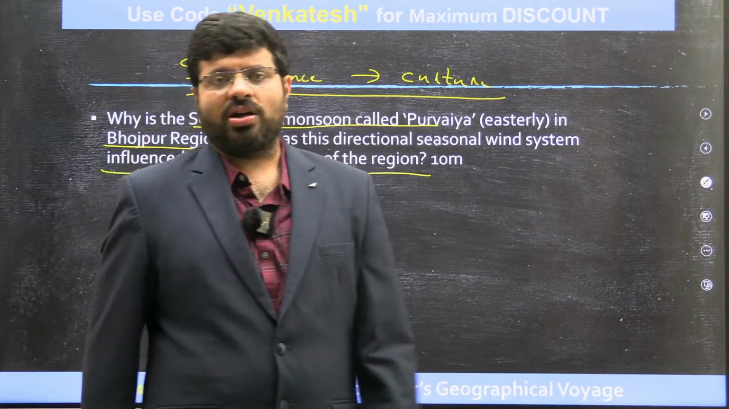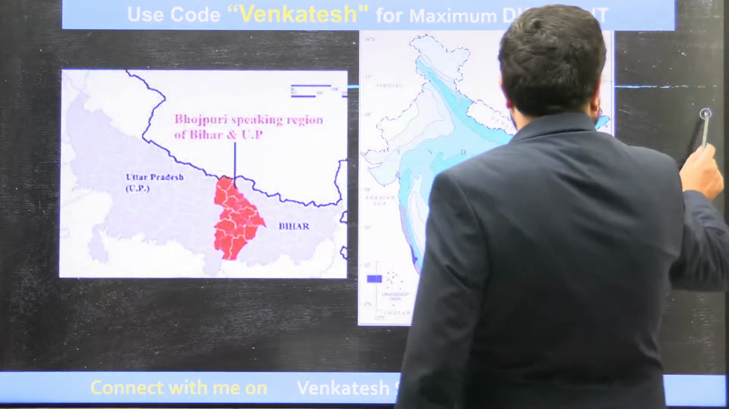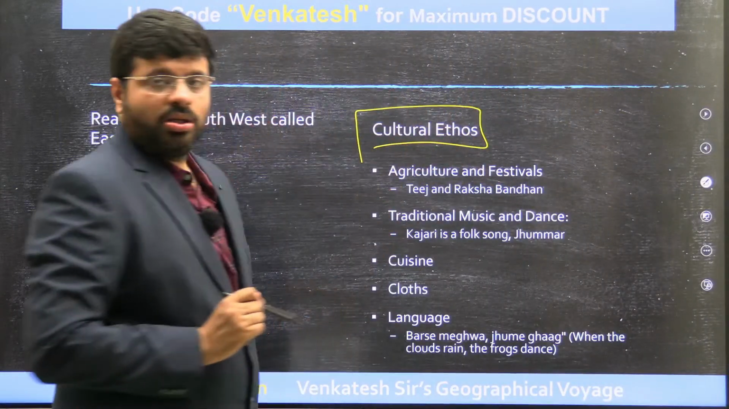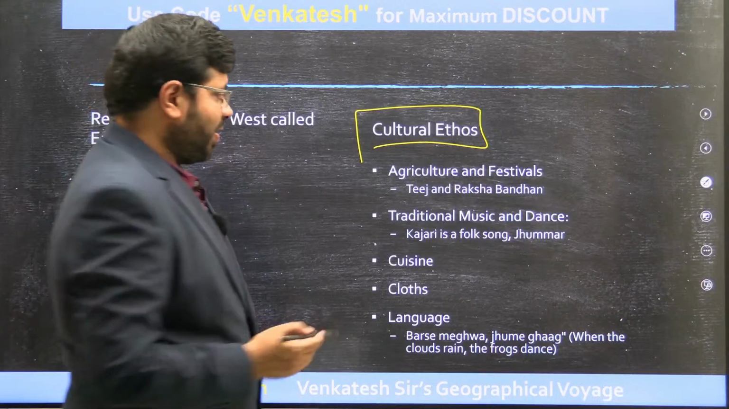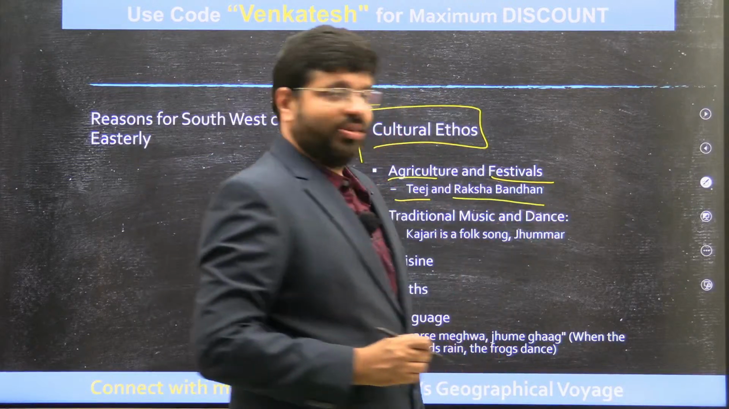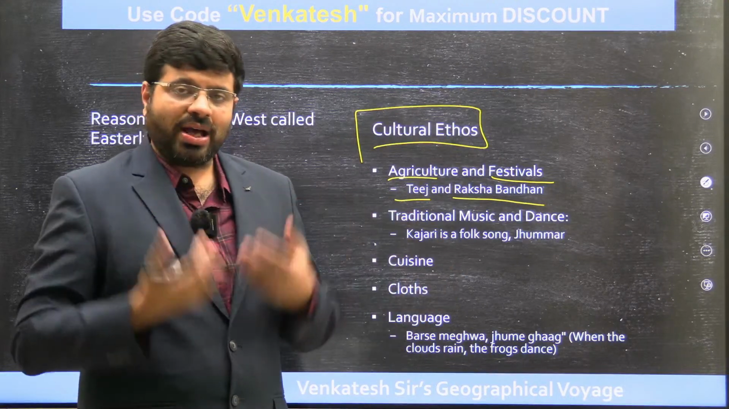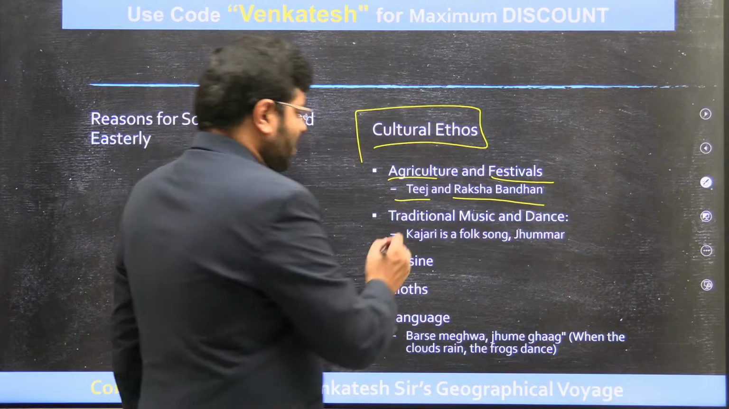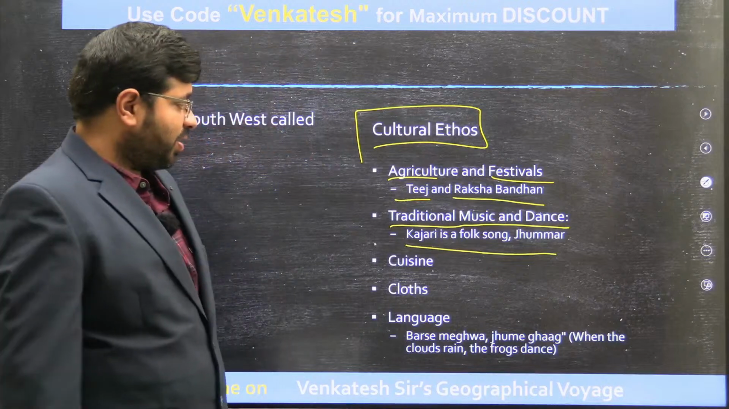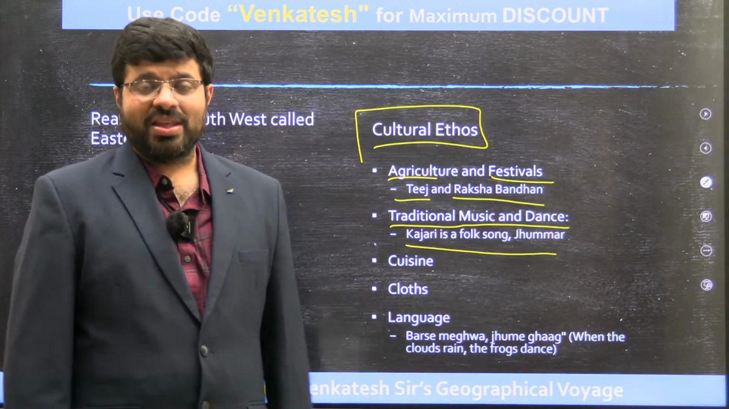Then no matter what, whenever you talk about monsoon significance in terms of culture, look at the cultural ethos. Definitely, monsoons indicate the significance of agriculture, and there is a close linkage with the festivals. So Teej, Raksha Bandhan and all those kinds of things. Traditional communities welcome the monsoons with their traditional music and dance. Say Kajari is a folk song, and Jhumar and all those kinds of things. The local cuisines, just now I told you pakoras, so every region has a different cuisine.